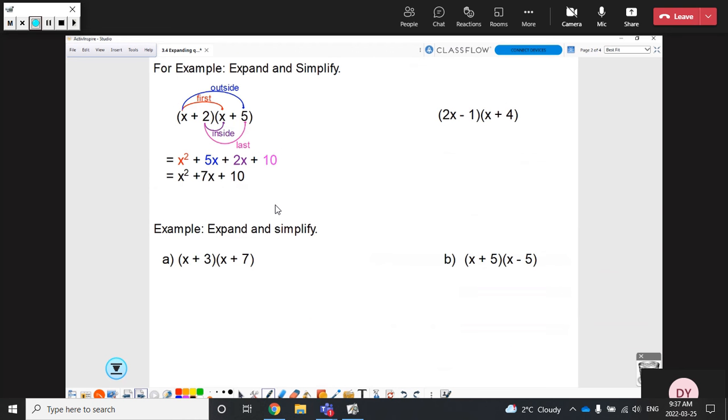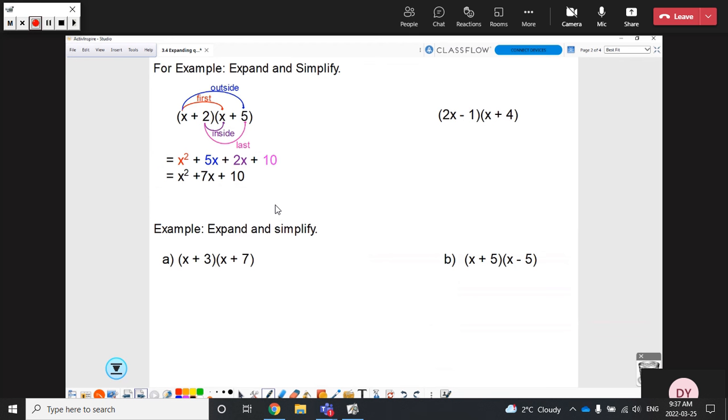Okay. Here's an example of what the FOIL is actually saying here. Let's say we have x plus 2 times x plus 5. If we follow the acronym FOIL, this is what they're saying. Okay, first multiply the first terms, x times x. Next is the outside terms, which means the x and the 5. See the outside there? Next would be the inner or inside terms, the 2 and the x, and then the last terms, the 2 and the 5.